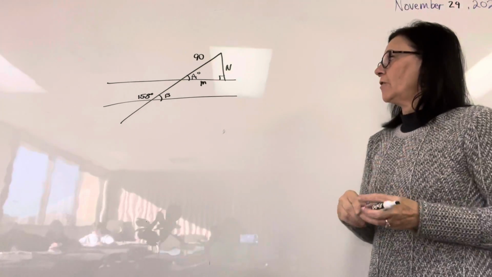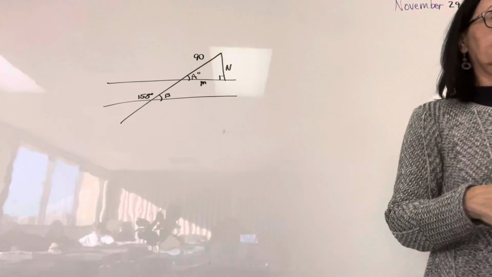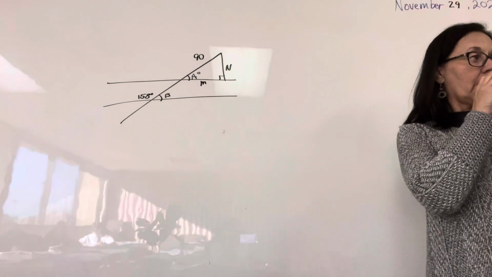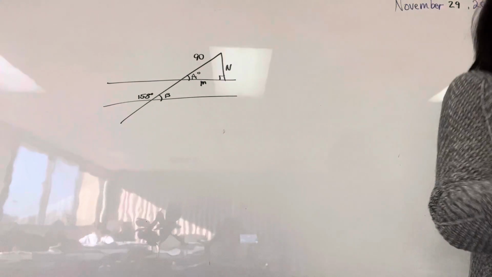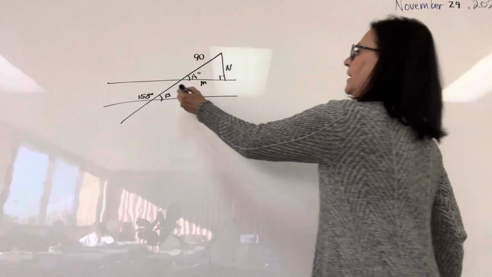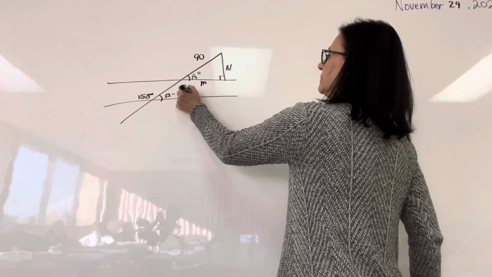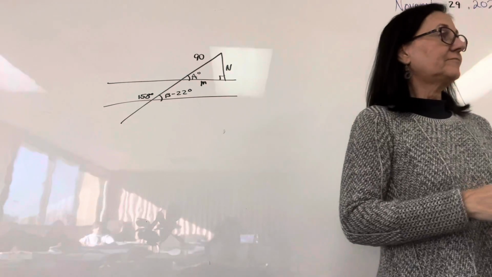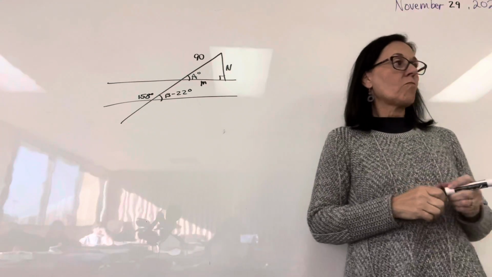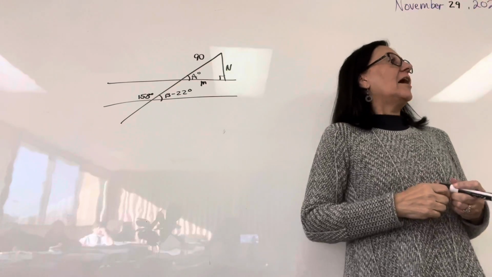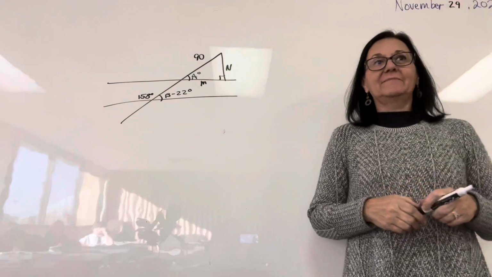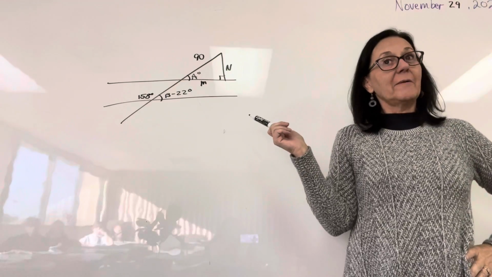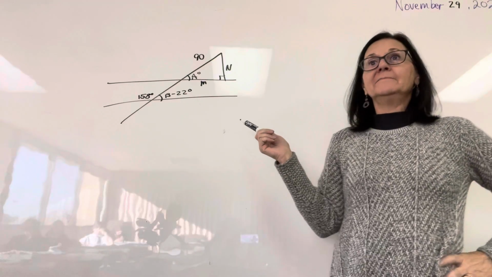Which would you solve for first? Michael, what's B? 22 degrees. Explain to me your logic. Because they're supplementary. That's right. Because they're a linear pair. You remember that? Linear pair, supplementary.